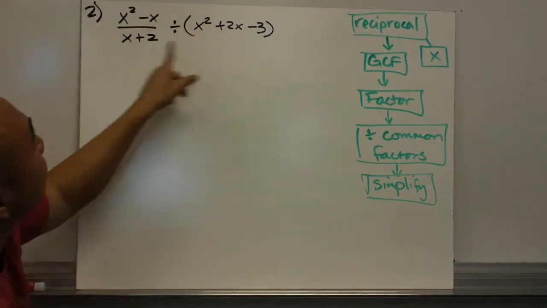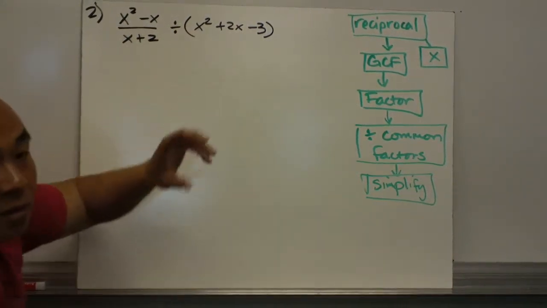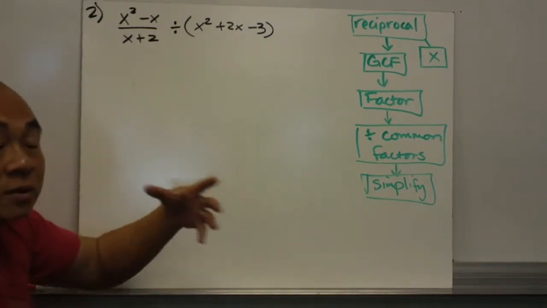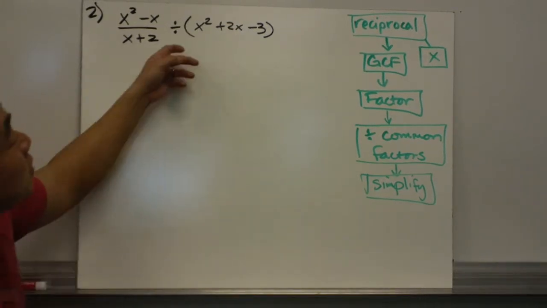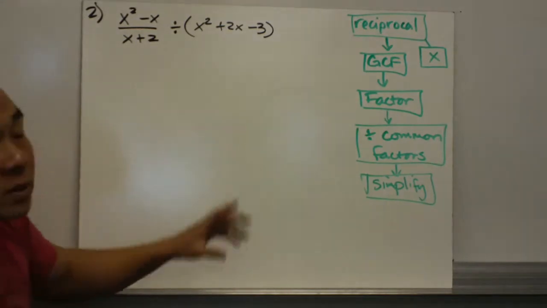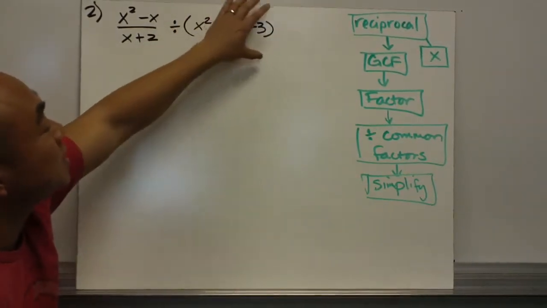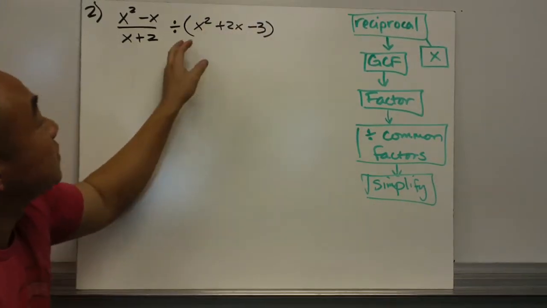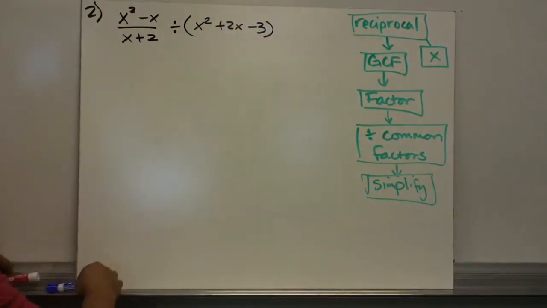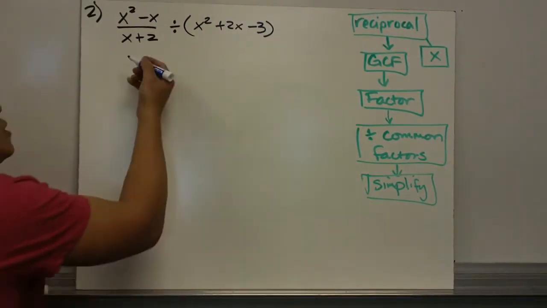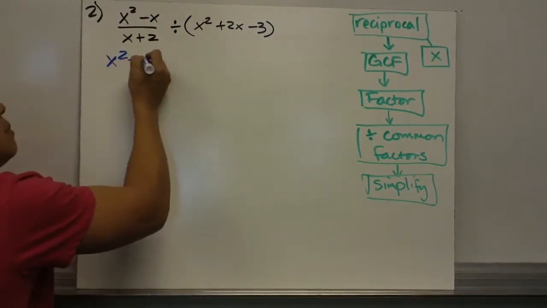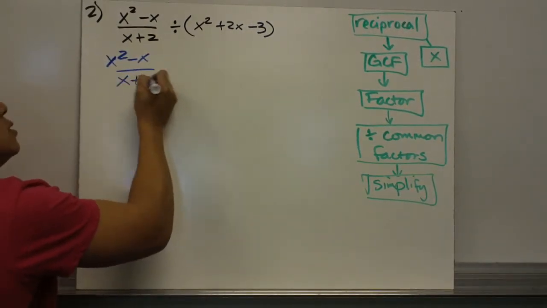So here I have dividing, and again, remember the whole caption about the rules being the same as fractions. So our first thing that we're going to do here is we're going to go ahead and reciprocal the second term right here, the second part, and then we're going to change your division to a multiplication. So let's go ahead and do that first off. So here I have x squared minus x over x plus 2.